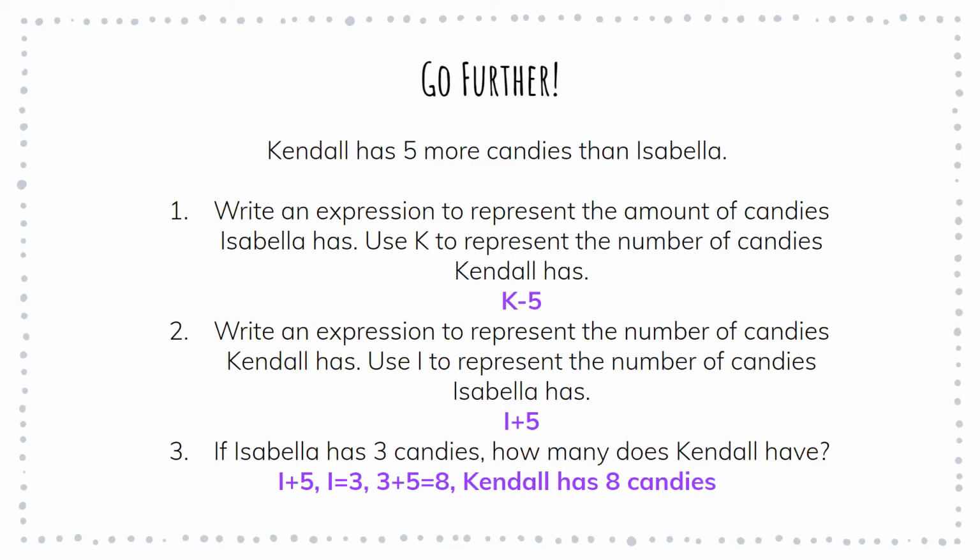So if we wanted to go back and check your answer, like I said, that is super important. If I subtracted Kendall's 8 candies minus Isabella's 3 candies, that gives me the answer of 5. And then if I refer back to the very top, Kendall has 5 more candies than Isabella. So we know that the answer is correct. So Kendall ends up with 8 candies.